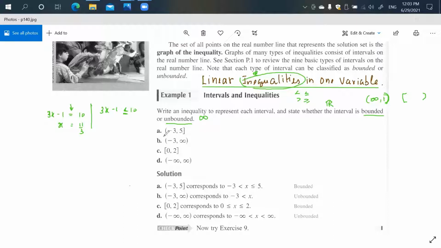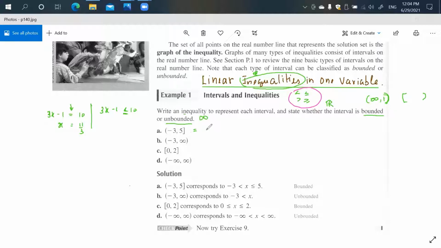Okay, see example question A here. In this case, they want you to write the inequality to represent each interval and state whether the interval is bounded or unbounded. So if you use the inequality sign, that means you have to use signs like greater than, less than, greater than or equal to, less than or equal to.